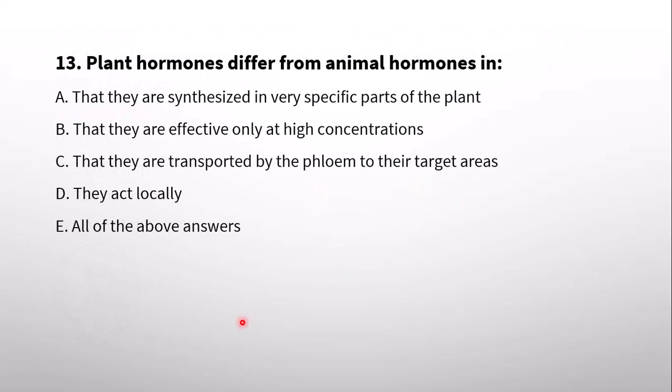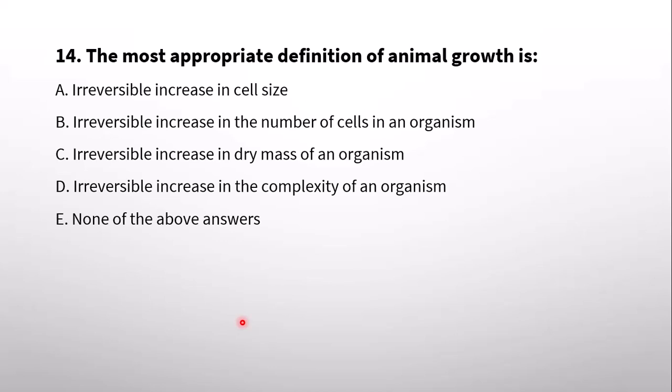Number 13, plant hormones differ from animal hormones in that they are transported by phloem to their target organs. Yes. Okay, we move on. Remember, in animals hormones are transported in blood.